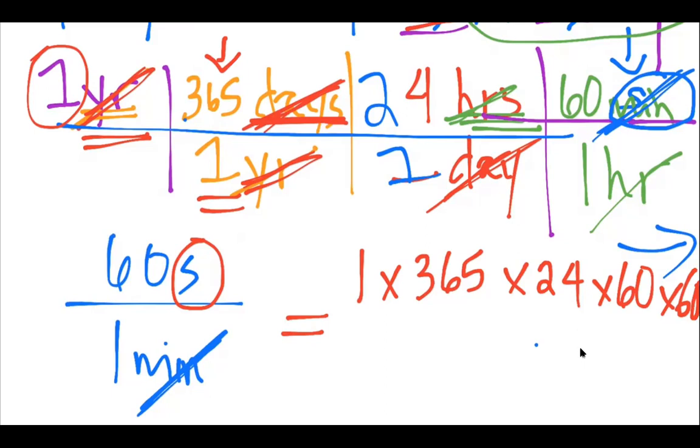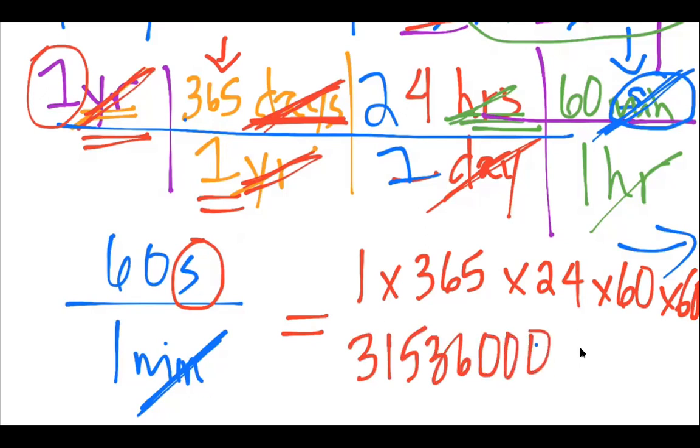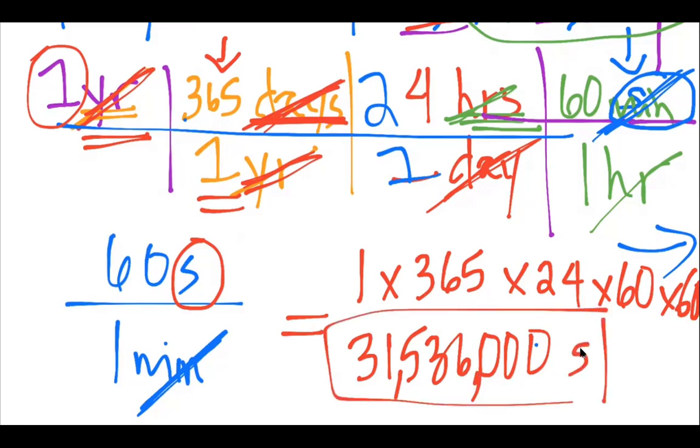If you really want to get a calculator, the ones that I usually have you use in class are really good, and they're only like $10 to $15 depending on where you go. But I'm going to do 1 times 365 times 24 times 60 times 60. And I get a really big number, 3153600. So we get 31,536,000 seconds. That's the answer.